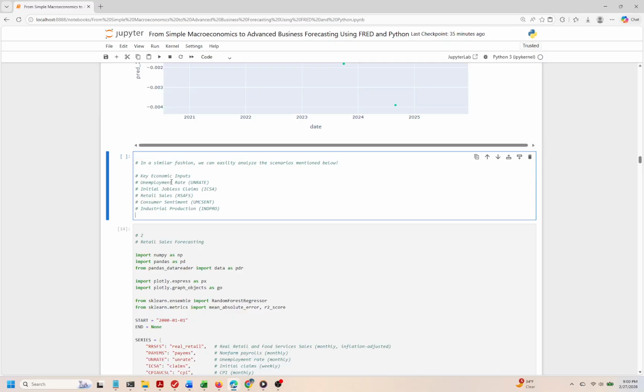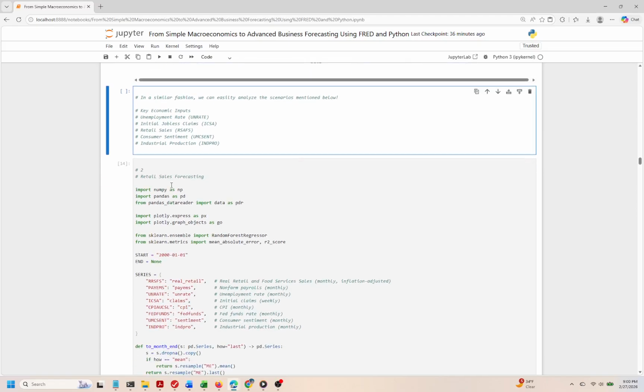The unemployment rate reflects the proportion of the labor force that is jobless but actively seeking employment, while initial jobless claims provide a glimpse into the number of people filing for unemployment benefits, serving as a leading indicator of the job market's health. Retail sales indicate consumer spending, which is vital for economic growth, revealing how much money is being exchanged in the economy. Consumer sentiment, on the other hand, assesses how optimistic or pessimistic consumers feel about their financial situation and the economy as a whole. Lastly, industrial production measures the output of the manufacturing, mining, and utilities sectors, giving us an idea of overall economic productivity.